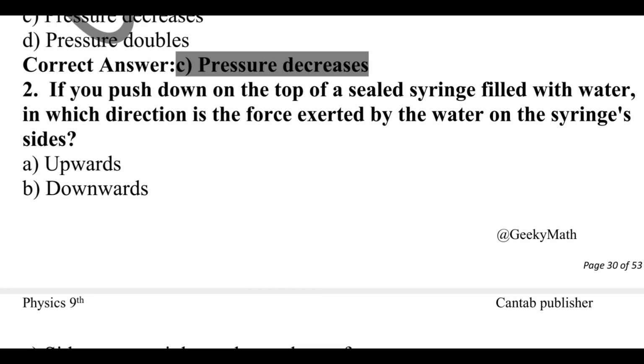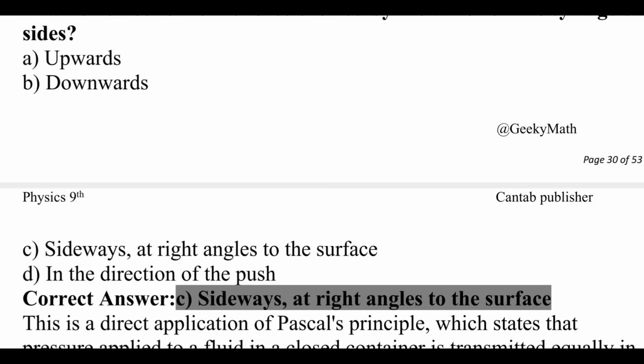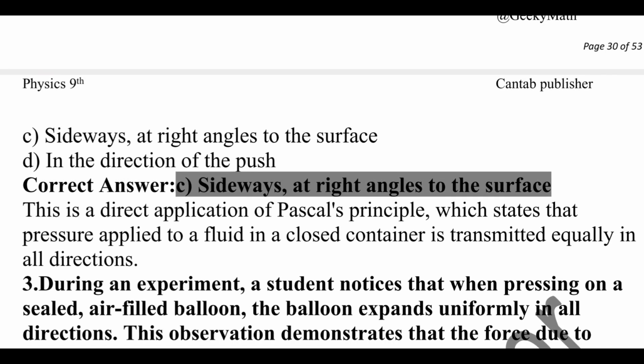If you push down on the top of a sealed syringe filled with water, in which direction is the force exerted by the water on the syringe's side? Option A, upwards. Option B, downwards. Option C, sideways at right angles to the surface. Option D, in the direction of the push. So the correct answer is option C, sideways at right angles to the surface.